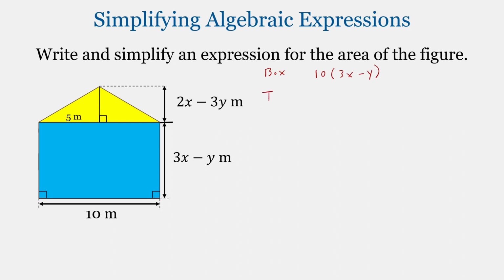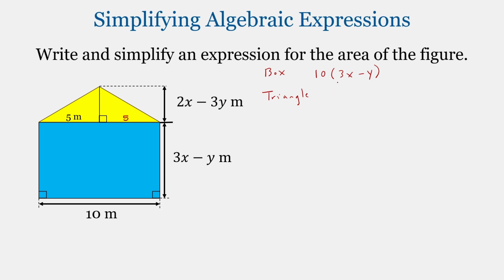And then for the triangle, as a reminder, the area of a triangle is 1/2 base times height. Now the length of this rectangle was 10 meters. And this rectangle is kind of cut in half by this triangle. So the base of the triangle, of both triangles, is 5. And then the height, or width, is 2x minus 3y.